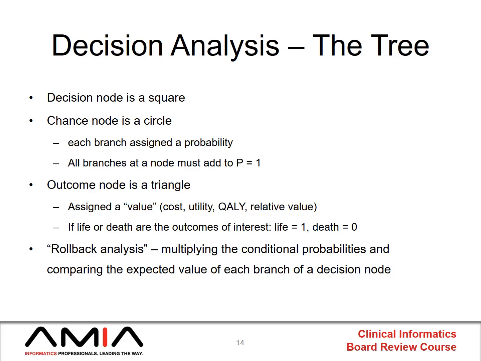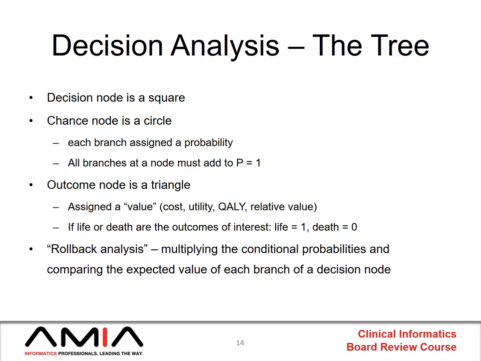Finally, you have at the outcome nodes, these are represented by triangles, and this is where you would assign the expected value or the expected utility of an outcome. So whether it's dollars, because you're doing a cost effectiveness analysis, or utility because you're trying to assess the patient's preferences, or something like quality adjusted life years, QALY, or some other kind of relative value. By convention, if you're looking at life or death, typically life is represented by a 1 and death is represented by a 0.